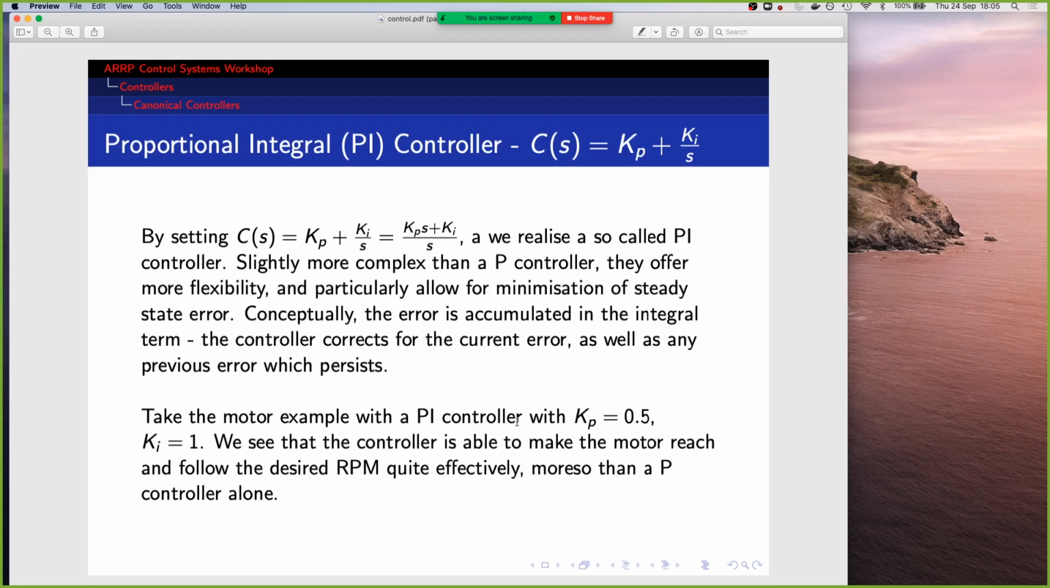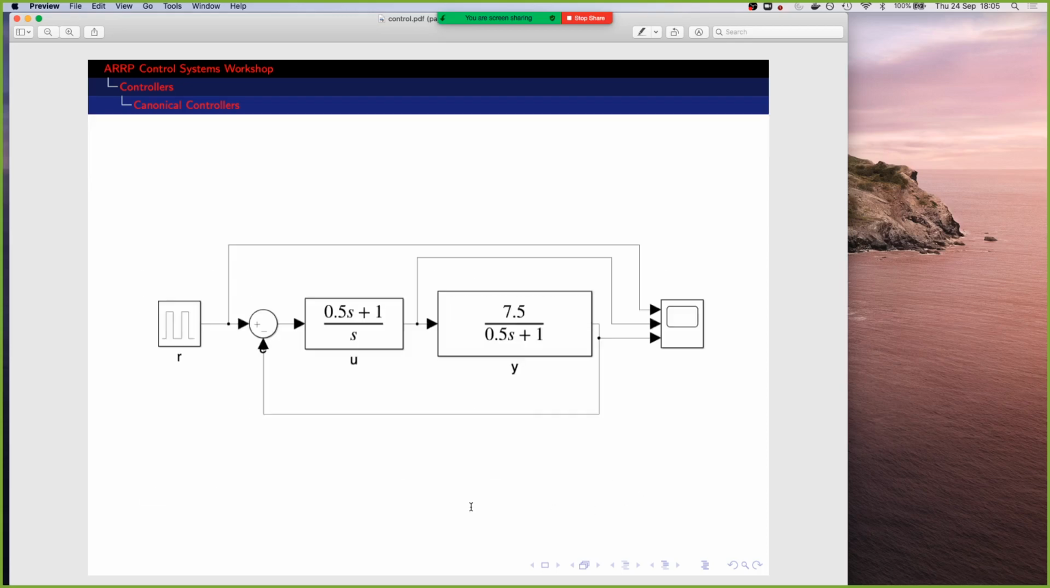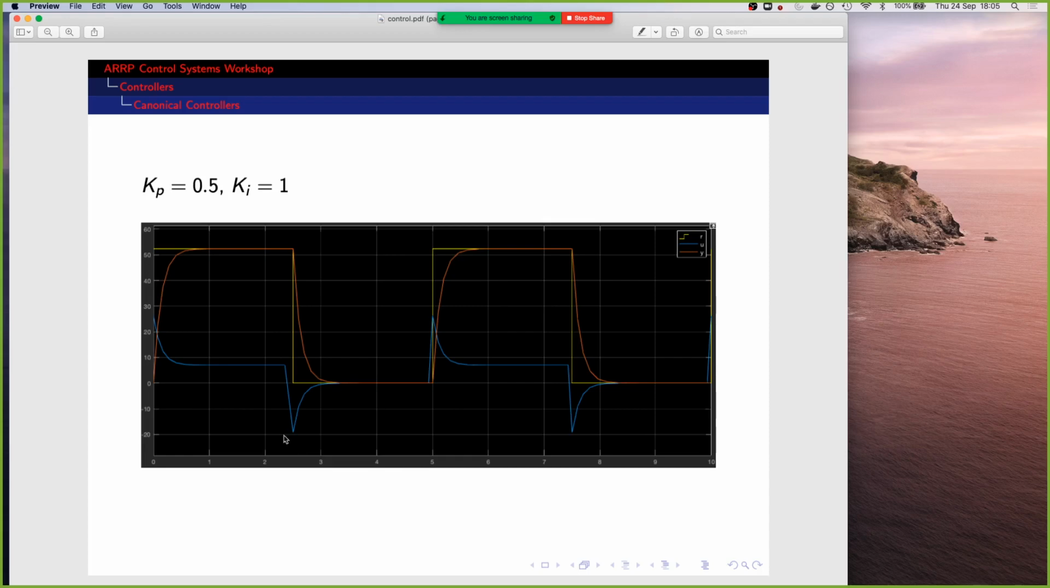So we implement that again on our motor example. We're going to take these values, and we'll see that the controller can make that motor reach and follow the desired RPM quite effectively, a lot better than the P controller alone. So here's how we implement it in Simulink in a block diagram. Here's our transfer function. Our plant hasn't changed. Our feedback loop hasn't changed. All we're doing is changing the controller. And here's what it looks like.